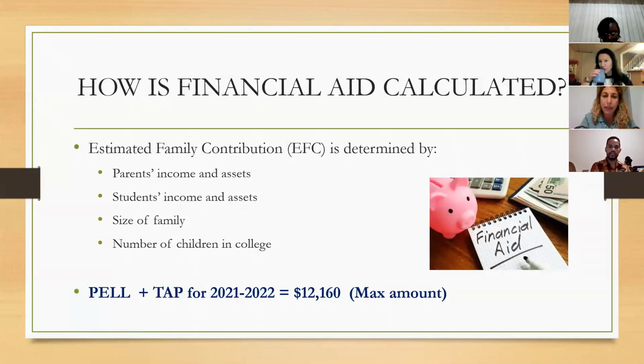So now that we've completed those applications, how is your financial aid determined? It's determined by the parent's income and assets, the student's income and assets, the size of the family, and the number of children that will be attending college. So for last school year, the maximum amount that people received based on their income was $12,160, which is a lot of money. Just to put it in perspective, that will completely pay for CUNY, completely pay for Westchester Community College, completely pay for tuition at a SUNY, not room and board, but tuition. So there are a lot of opportunities out here to go to college for free.